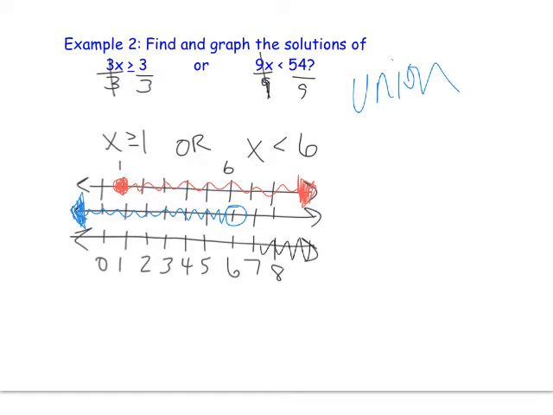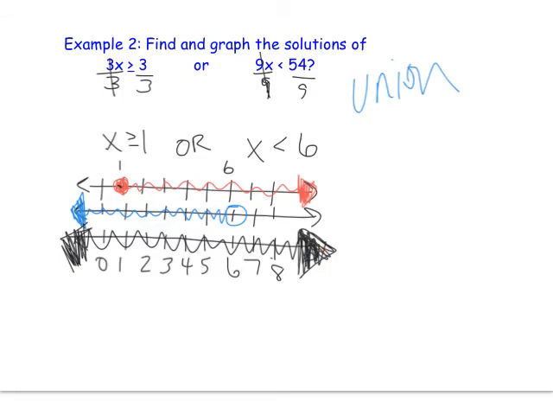What we end up with is the entire number line gets shaded. So I'm not just looking for an overlap here. If I had said the word and, I would be looking for the overlap. Overlap would be from 1 up to 6, right? If we were looking for overlap, that would be our region. We were looking for the union, anything that was graphed here or anything that was graphed here, and that happens to be the whole line.